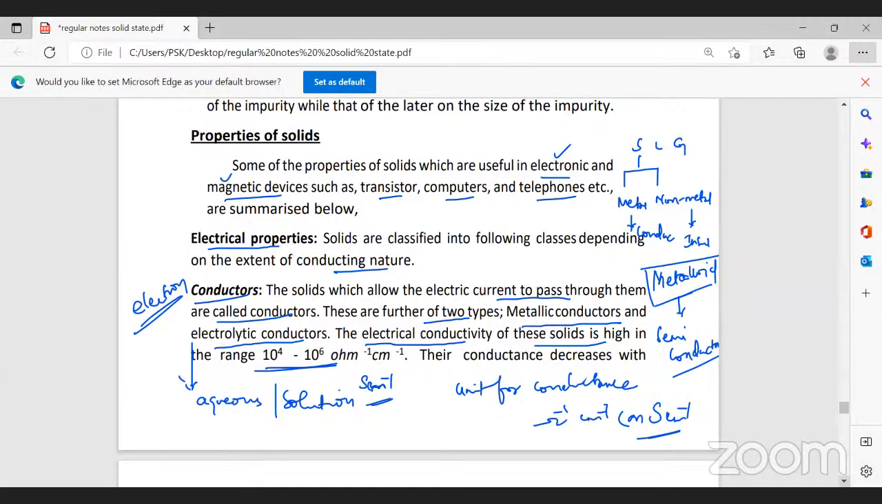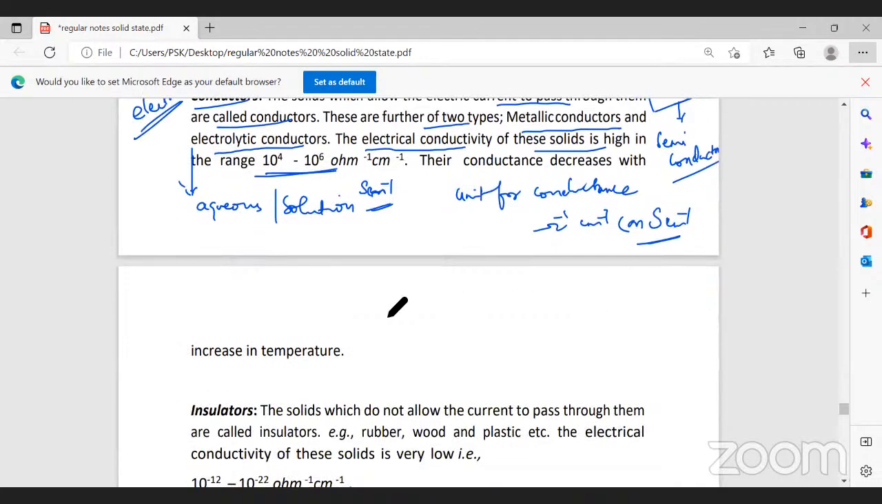Their conductance decreases with increase in temperature. So you should remember this. This is the first point: conductivity is high for the solids. There's a second point, the unit for conductance. The third and important point is conductance decreases with increase in temperature.